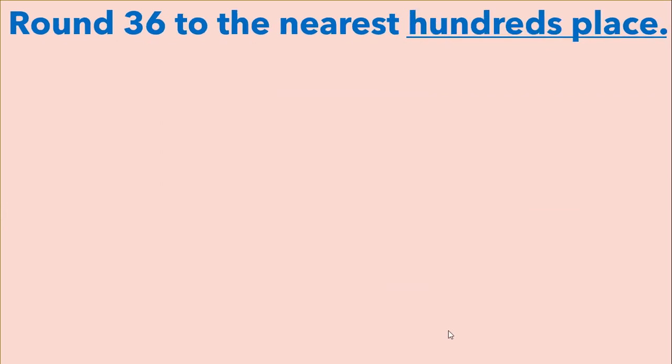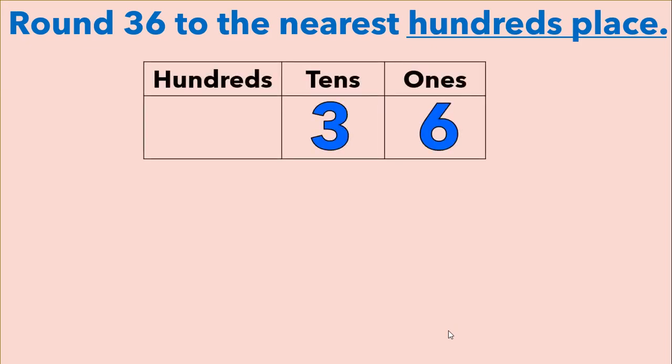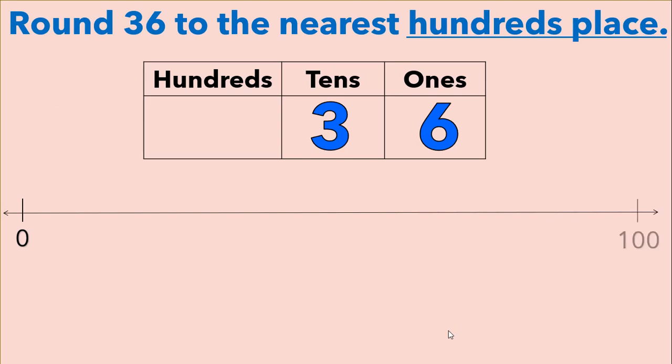Now let's try rounding 36 to the nearest hundreds place. We're still going to start with a place value chart and inserting our digits into the place value chart. Here we can see that we have 0 hundreds, so we're going to start our number line with 0 hundreds, which equals 0 ones. One more 100 than 0 hundreds is 100, so we're going to put 100 at the end of our number line. We're going to break our number line up into 10 equal parts, but each part is going to represent 10 instead of 1. We can see that there's 10 parts between 0 and 100, so each part represents 10.